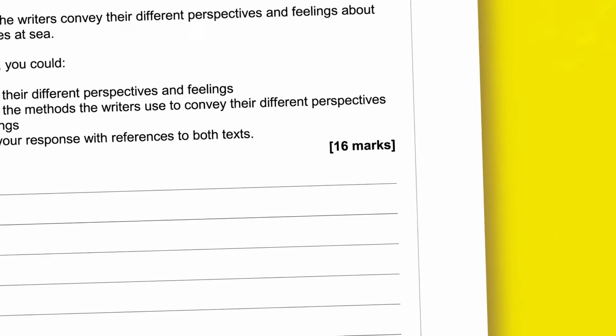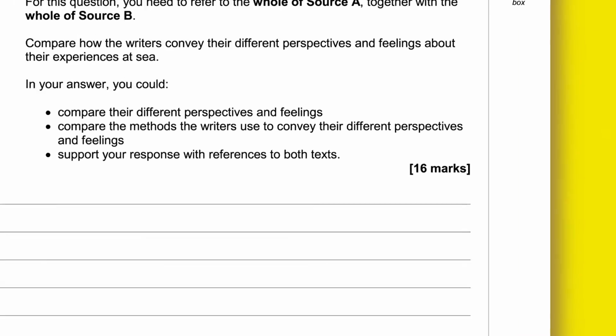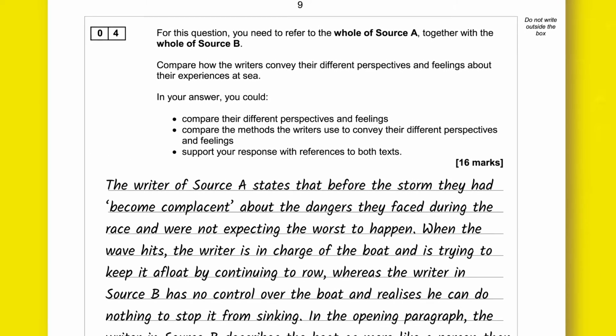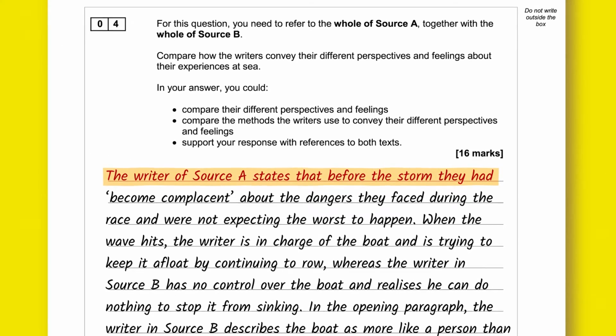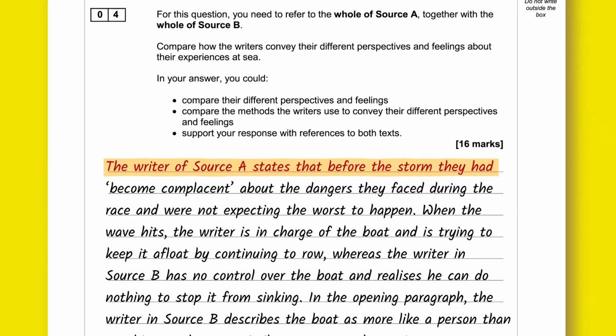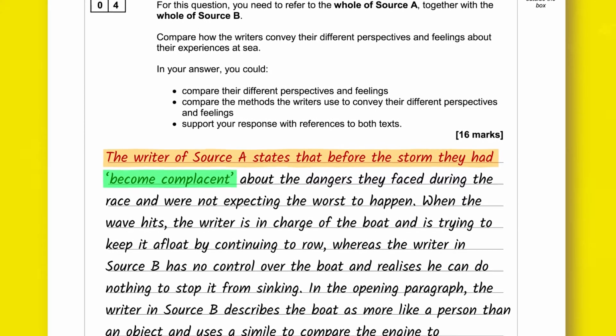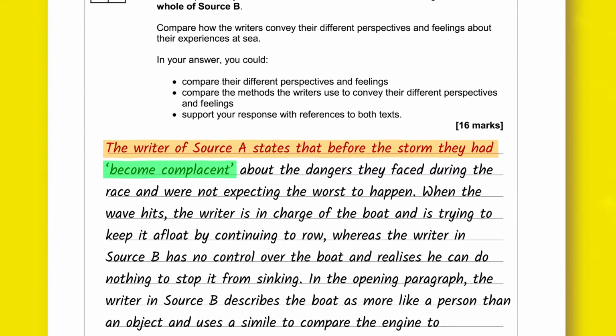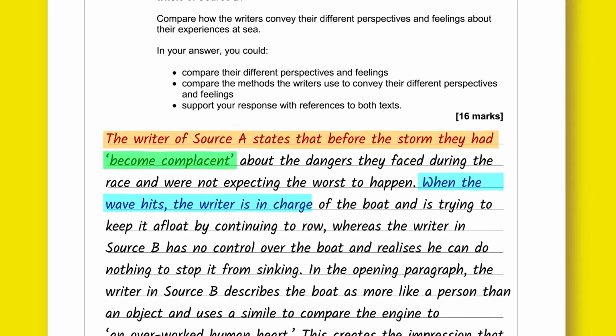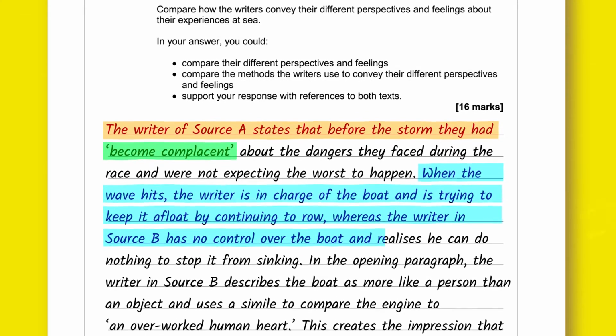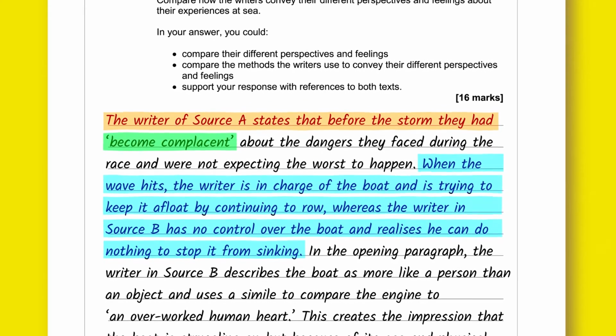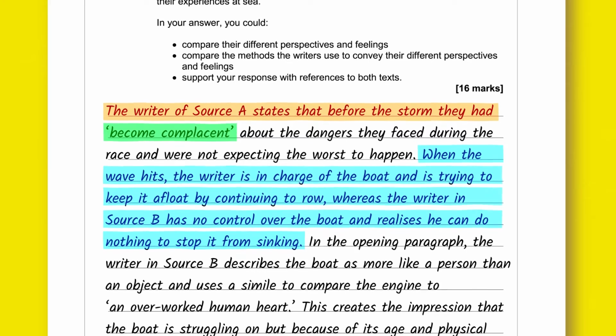For this example, we'll look at part of an answer which achieved between 9 and 12 marks. You can see that the student has a clear understanding of the ideas in source A and is able to give evidence to show that they understand the ideas. After this, the student then begins to clearly compare the ideas and perspectives that they have identified in source A with those from source B.